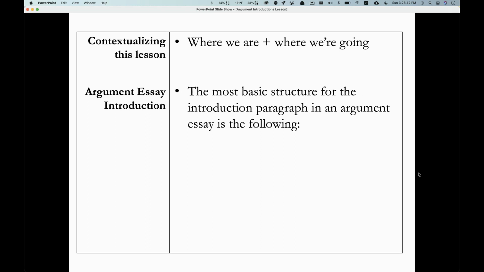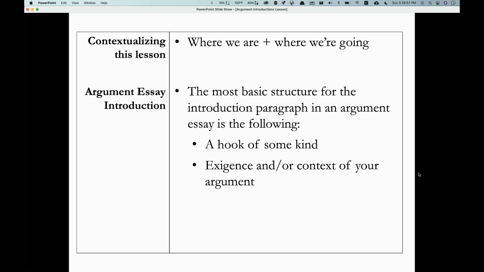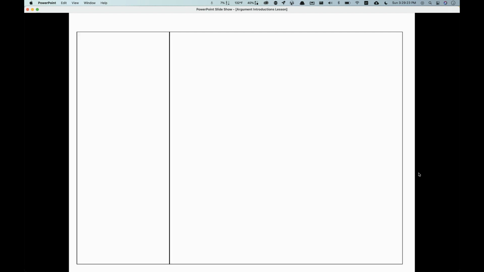So the most basic structure for the argument introduction paragraph is this: a hook of some kind, followed by the exigence of your argument and/or the context of your argument. Context here meaning the information or any extra information needed in order for a general reader to understand your argument if the content is particularly specific, if it's like a niche topic. And then, most importantly, your thesis statement. So we're going to go through all these pieces in this presentation. You'll have a chance to look at some examples, and then you will be asked to practice.